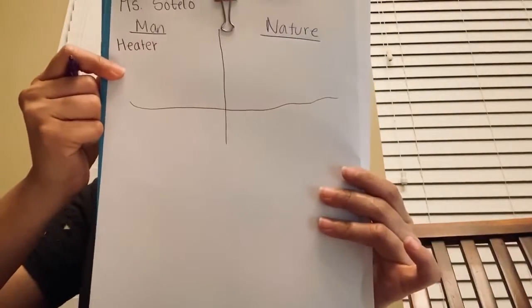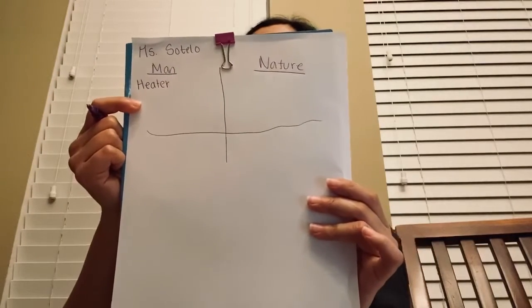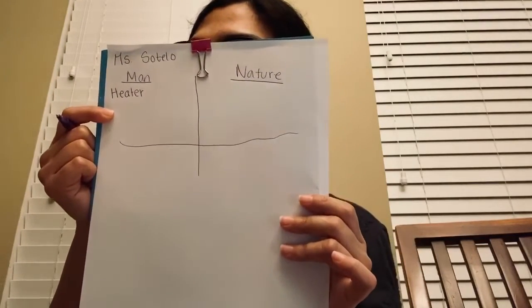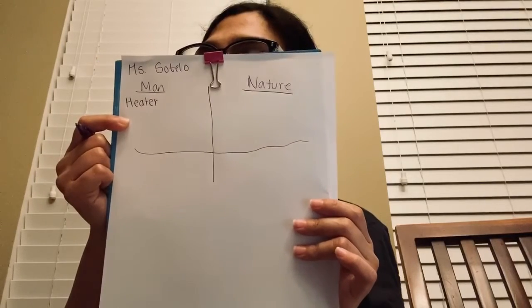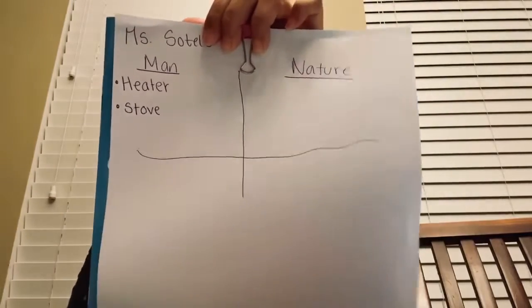And remember, you guys can do this at your own pace. So if I'm talking too fast, please pause me. So one thing I have on there is a heater. Can you guys think of anything else in your home that provides heat? Think about the kitchen area. A stove provides heat. So I'm gonna go ahead and write the word stove. Just like that.